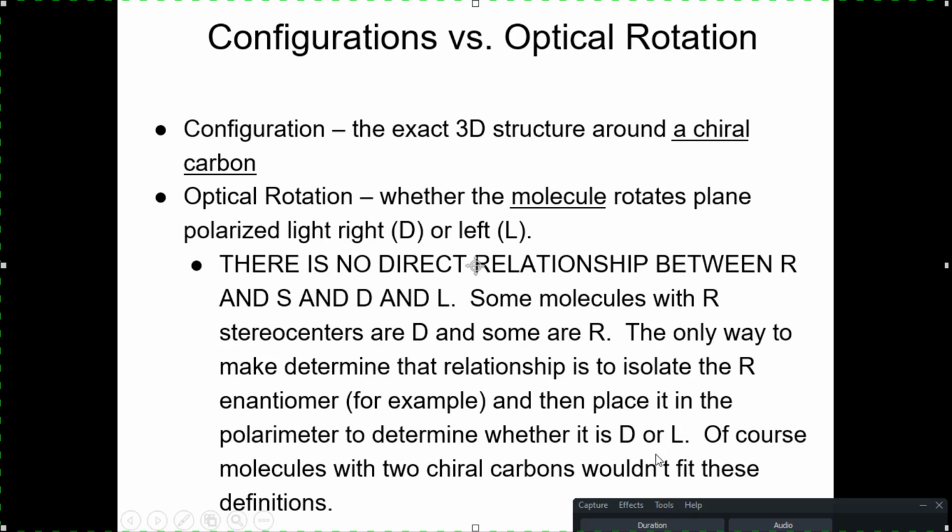And if you have a molecule with more than one chiral center, which we haven't done yet, but we will, then it doesn't really fit this, but the overall molecule is either D or L.